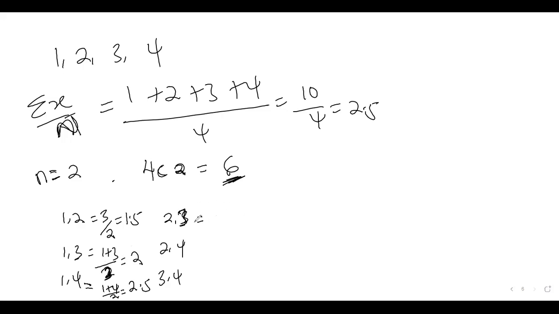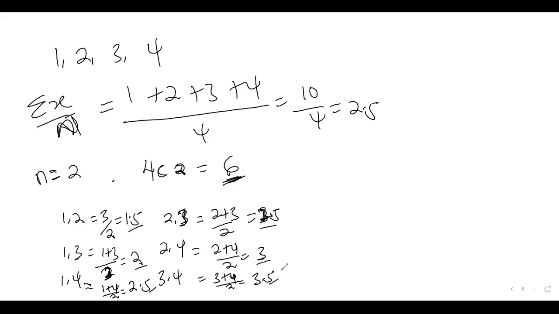And then here we have 2 plus 3, which is 5 over 2. You get 2.5. And then 2 plus 4 is 6 over 2. You get 3. And then 3 plus 4 over 2, that will be 7 over 2, and that is 3.5. Okay. So these are the sample means. The sample means are 1.5, 2, 2.5, 2.5, 3, and 3.5.